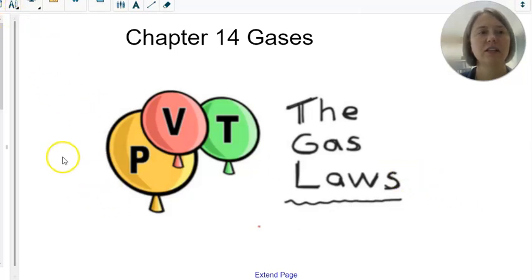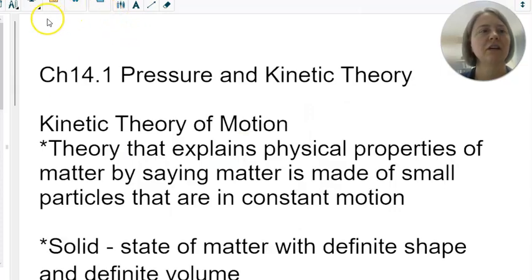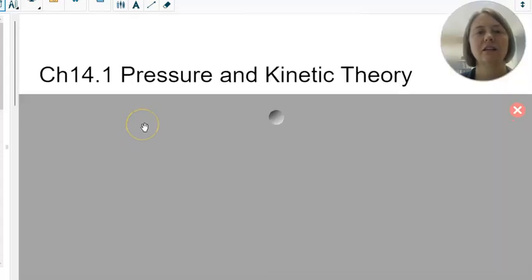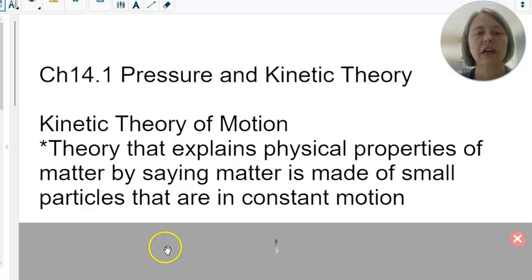So, like I said, we are going to be learning about gases. Looking at gases, let's first talk about pressure and the kinetic theory. The kinetic theory of motion is a theory that explains physical properties of matter by saying matter is made of small particles that are in constant motion.